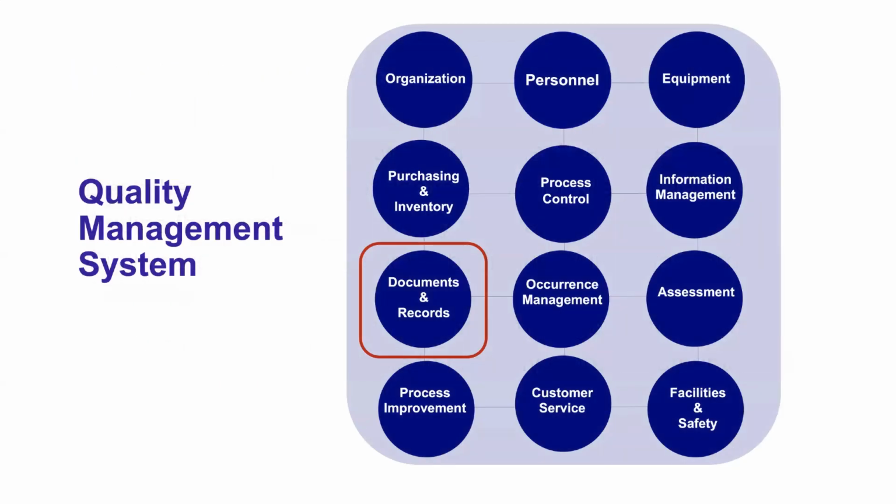These are the 12 components of the quality management system, and here is documents and records.